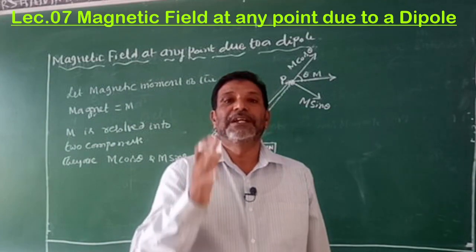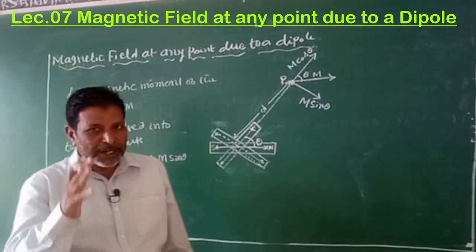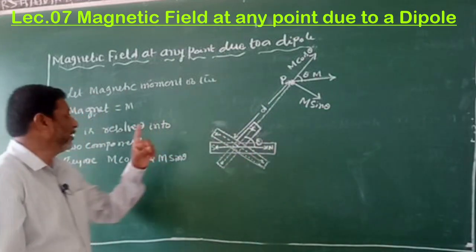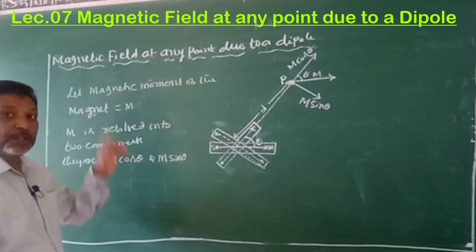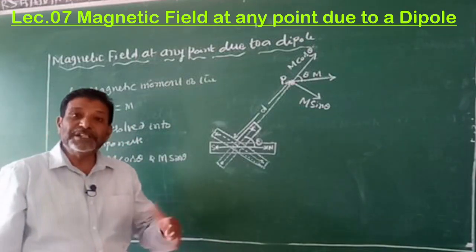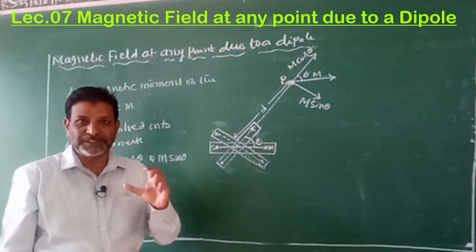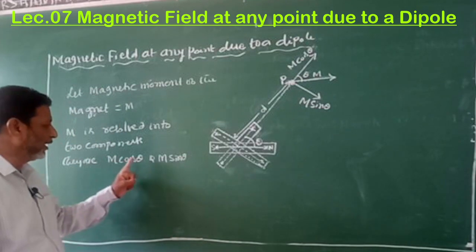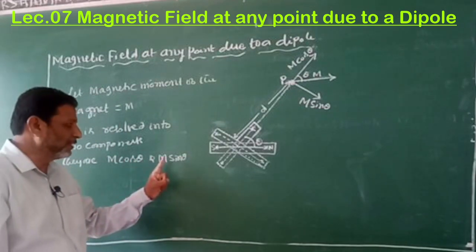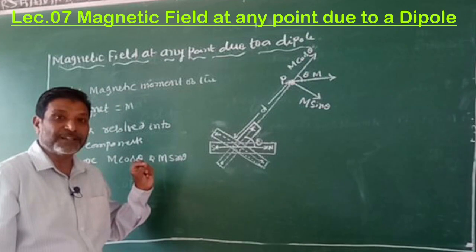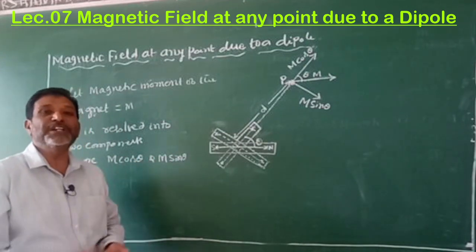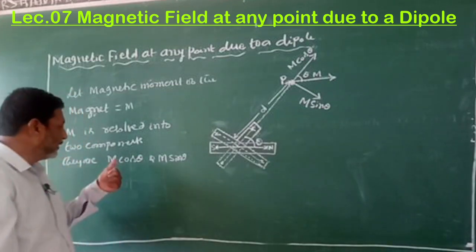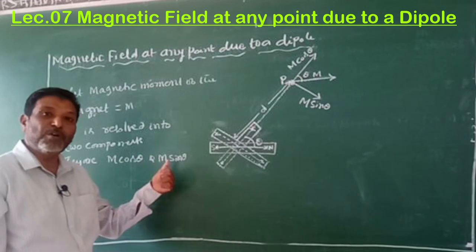Now, what does that mean? Let us consider you have a magnet of magnetic moment m. This magnetic moment is resolved into two components. What are those two components? One is m cos theta, another is m sin theta. Then these two components are perpendicular to each other, along the x-axis and the y-axis.